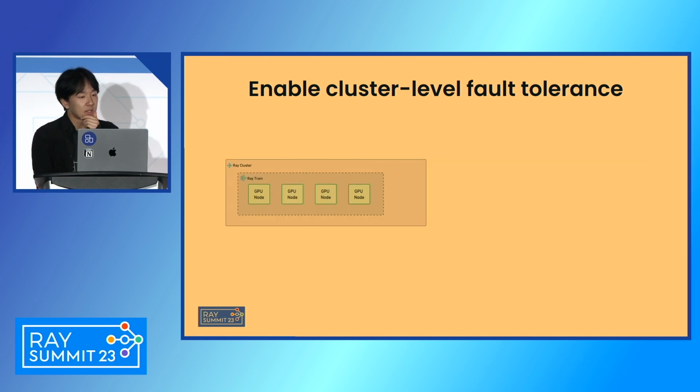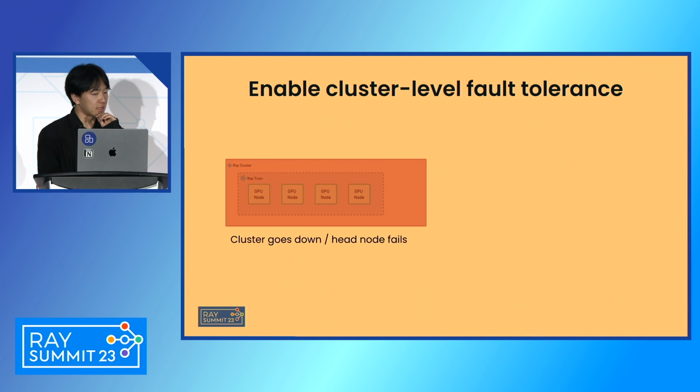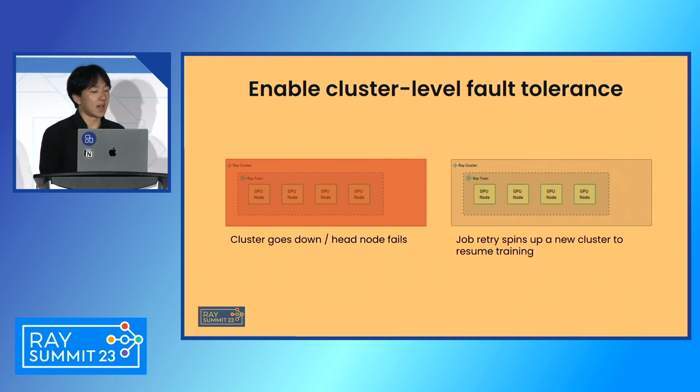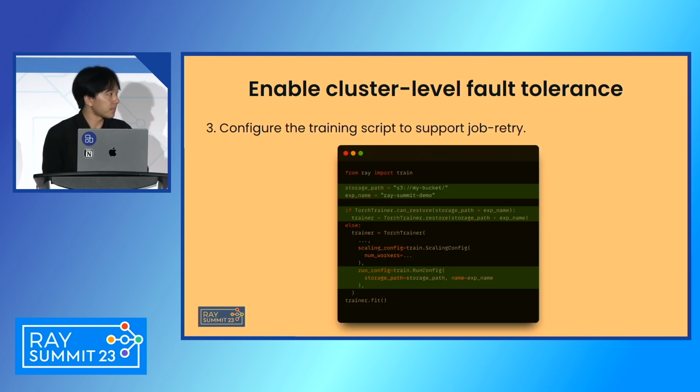Okay, and then one last topic for fault tolerance is enabling cluster level fault tolerance. What this means is, let's say my head node or my cluster completely dies. My cluster goes down, and I have a job that submits and gets retried on this failure. Then this job retry will spin up a new cluster that will resume training, and I want to configure this to resume from where I left off.